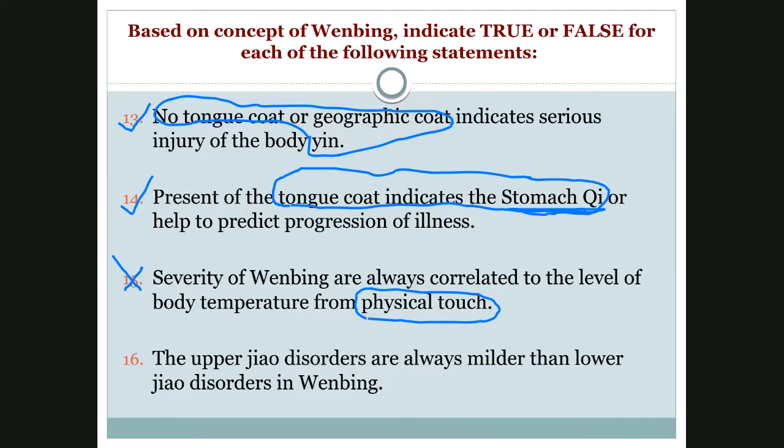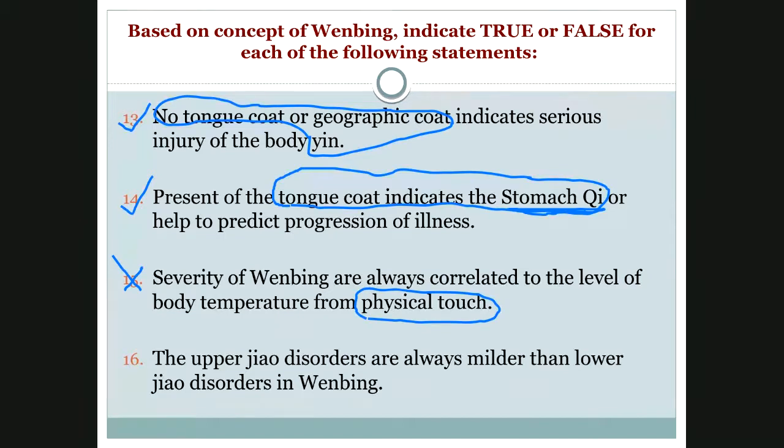Number 16, the upper gel disorders are, yes, Lucy? Sorry to interrupt, just about what you were just talking about with that correlation of body temperature from physical touch. In the case of people who tend to not get fevers when they get sick, does that indicate that they could still be contracting a Wenbing?